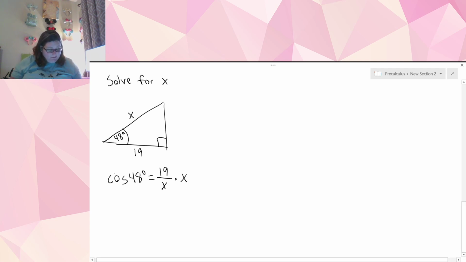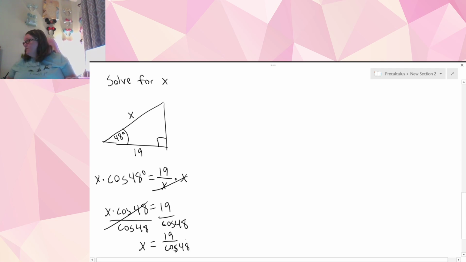So I'm going to multiply by x on both sides. So I get x times cosine of 48 equals 19. Then we can divide by cosine of 48, and I get x equals 19 over cosine of 48, which is going to be roughly 28.4. So x is going to be roughly 28.4.